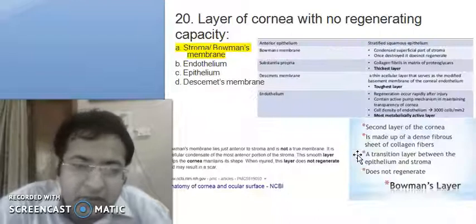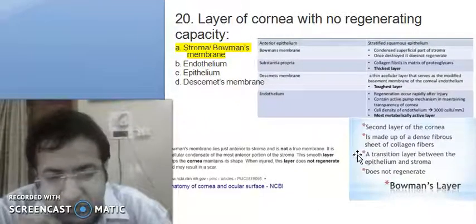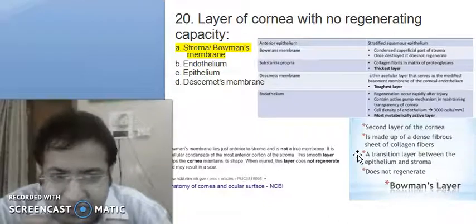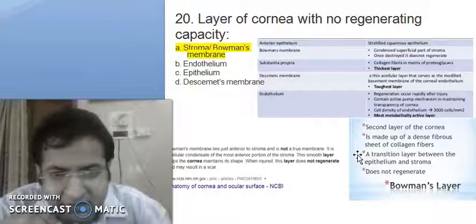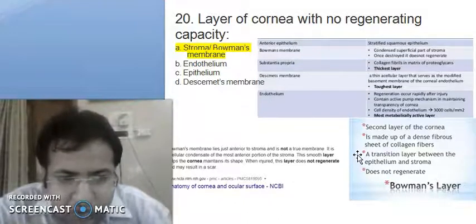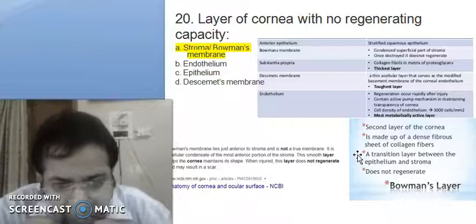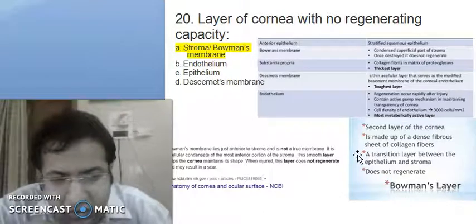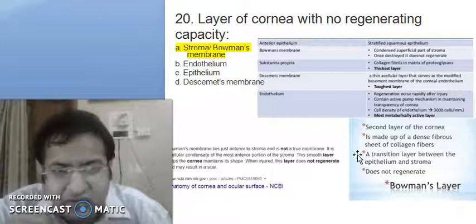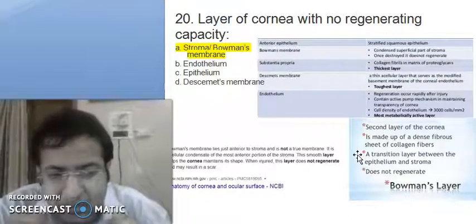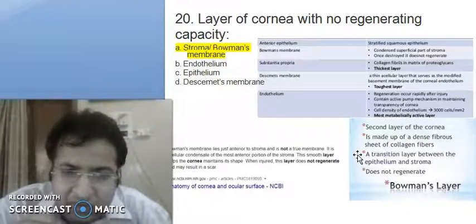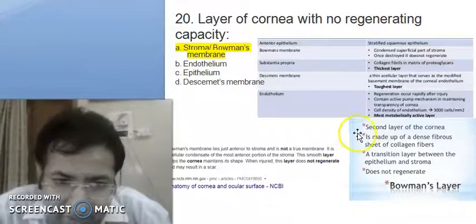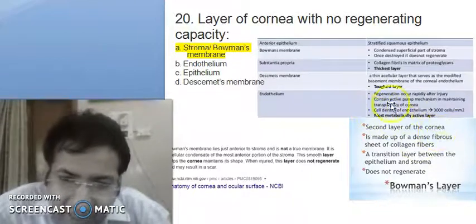Okay. What was the last question of your test? The last question was: layer of the cornea with no regenerating capacity. Epithelium regenerates from the limbal stem cells. You remember that. Endothelium can regenerate, but it regenerates very slowly. Hence, we are careful with the endothelium so that there is no endothelial loss in cataract surgery. Endothelium is a very metabolically active layer.